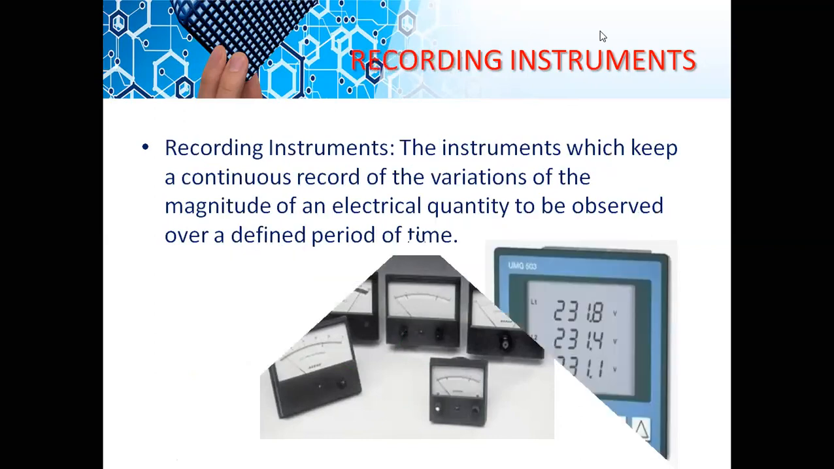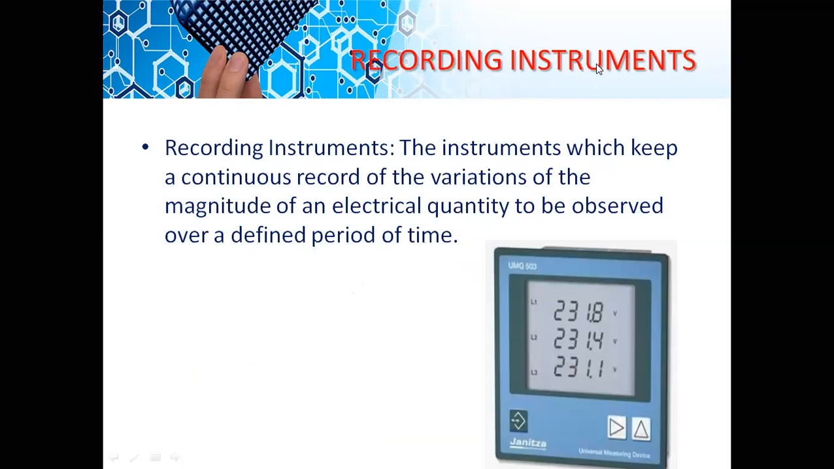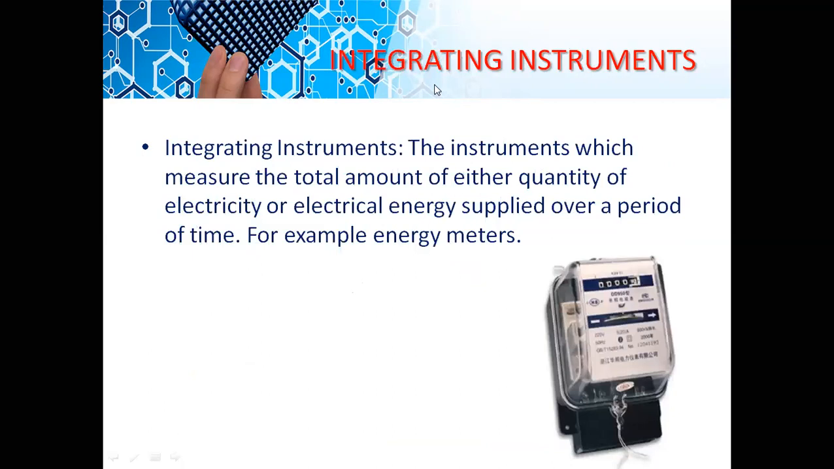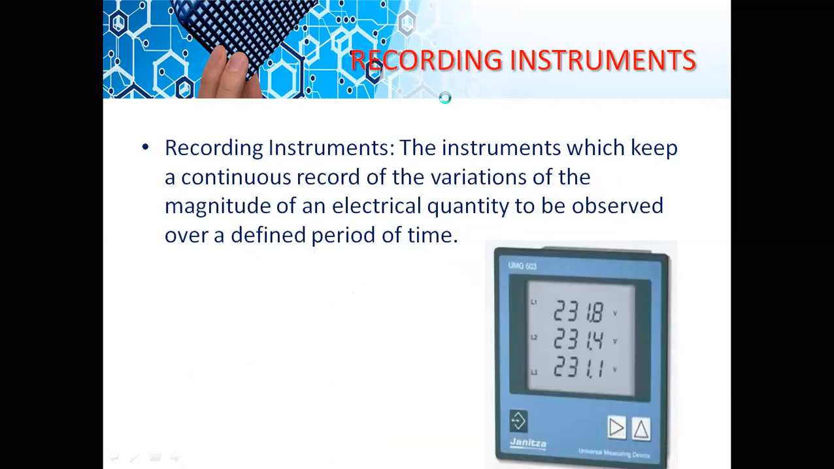Let us go for the next type of instrument, which is the recording instrument. A recording instrument is an instrument which keeps a continuous record of the variations of the magnitude of an electrical quantity to be observed over a definite or a defined period of time.